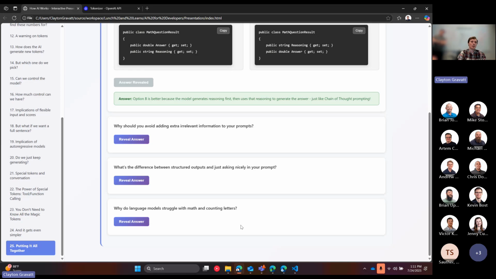All right, last question. Why do language models struggle with math and counting letters? What's one reason? Kelsey. Tokens. Yes, exactly. This tokenized representation makes it very hard to represent big numbers nicely. Very good. Awesome. Well, thanks everyone.